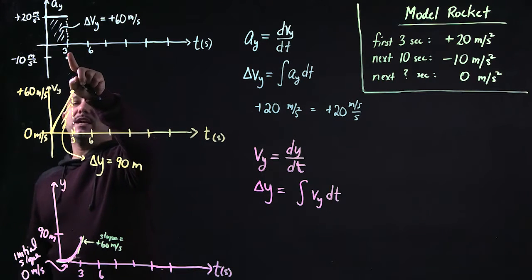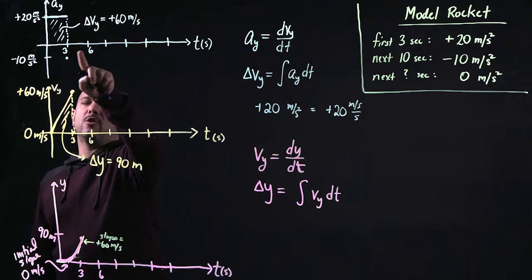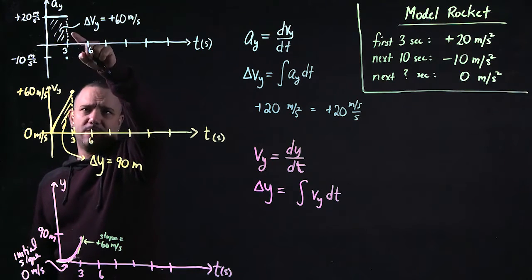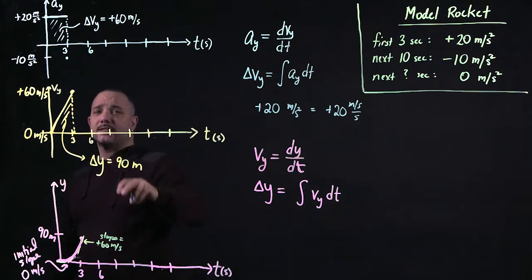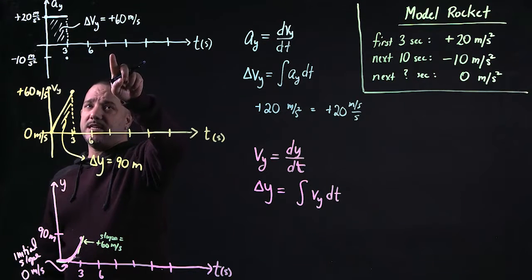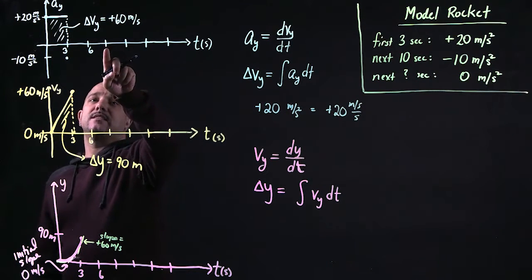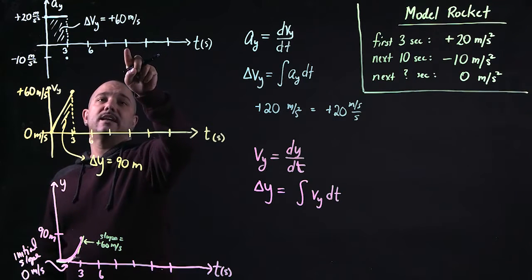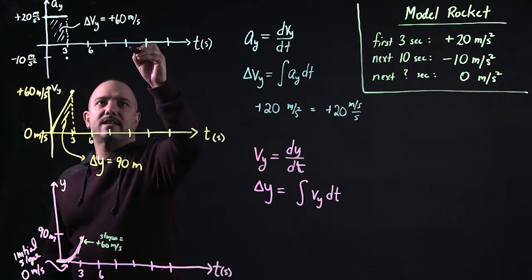So here's 3. We go 3 seconds. I should have mentioned that each of these hash marks is 3 seconds. And so 10 more seconds will take us out to 13. So this is 6, 9, 10, 11, 12. So we're a little bit past that. So that's, let's say, right there.